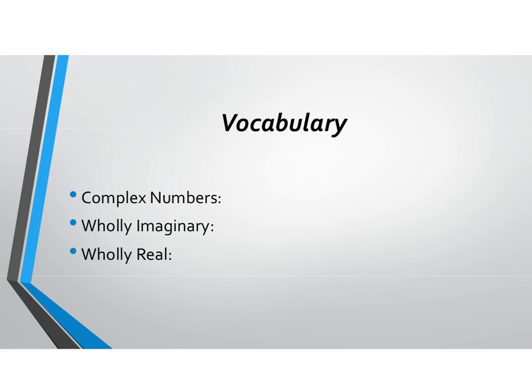The vocab: complex numbers. Complex numbers have a real part, a, plus an imaginary part, bi. So as a reminder, a is the real part, bi is the imaginary part. Now, within complex numbers, you can have something that's classified as wholly imaginary, meaning it's all imaginary, just a bi part, or something wholly real, which is a whole real part, just the a part.